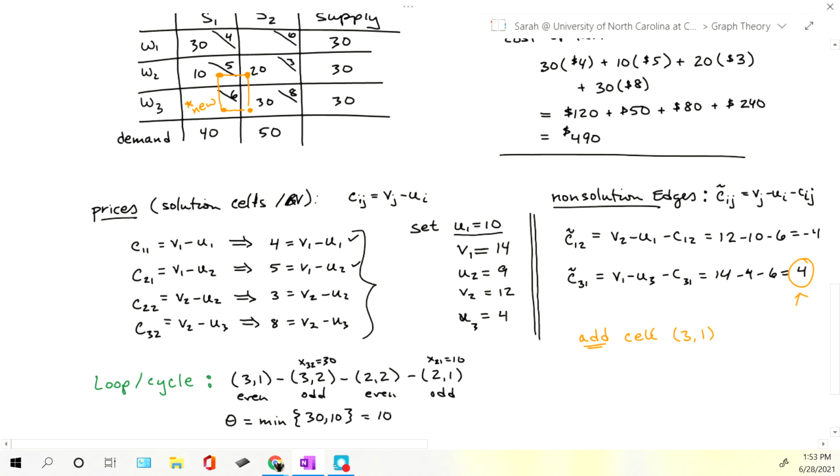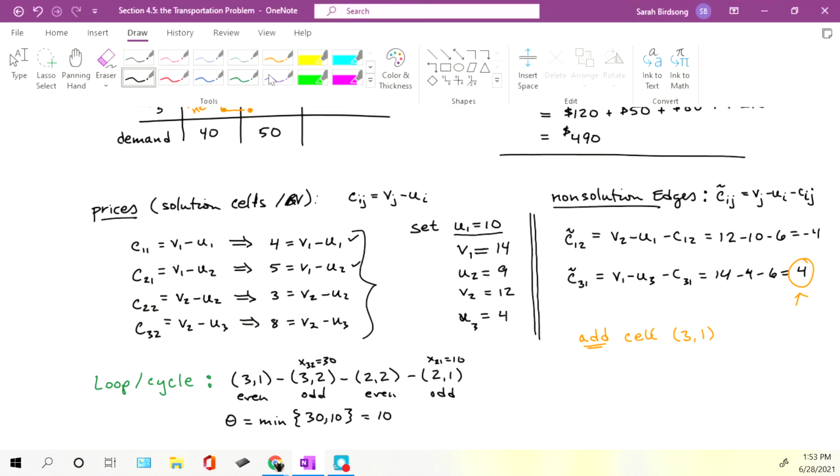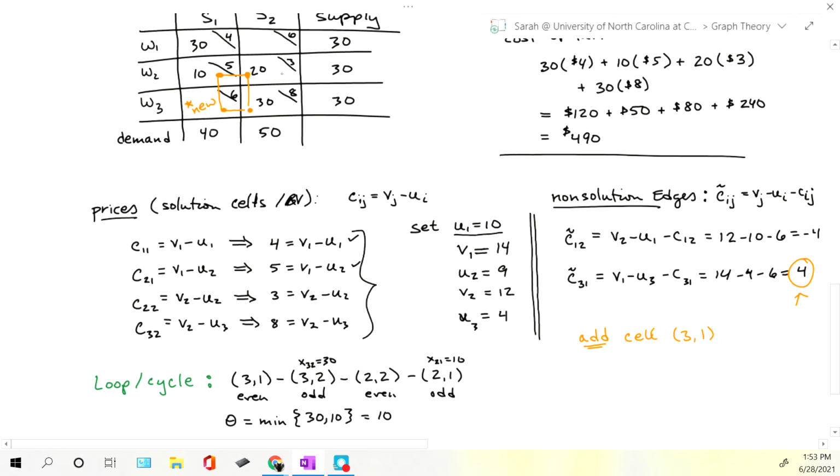Okay, so what happens with this value? Let's use purple. What we're going to do is the value of the new cell we add in is always going to be that theta value. So here it's going to be 10. Now, on the odd cells, you subtract off this amount. So here we're going to subtract off 10, and here we're going to subtract off 10.